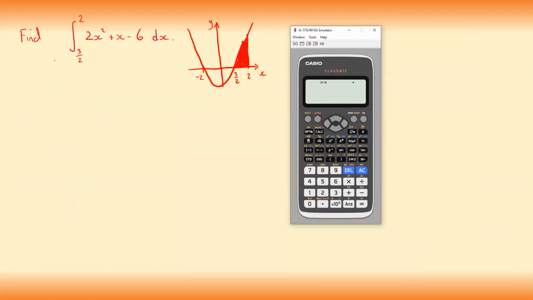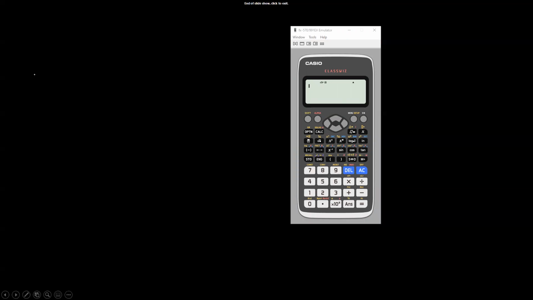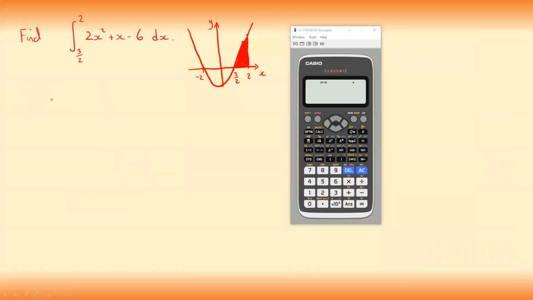So let's do it manually first. If I were to do this manually, if I integrated this, if I can actually write, I just got a new PC, so it's a bit of a pain because my tablet's not set up properly. So if I integrate this, it'll be 2/3 x cubed plus x squared over 2 minus 6x. And we want to evaluate that at 3/2 and 2.